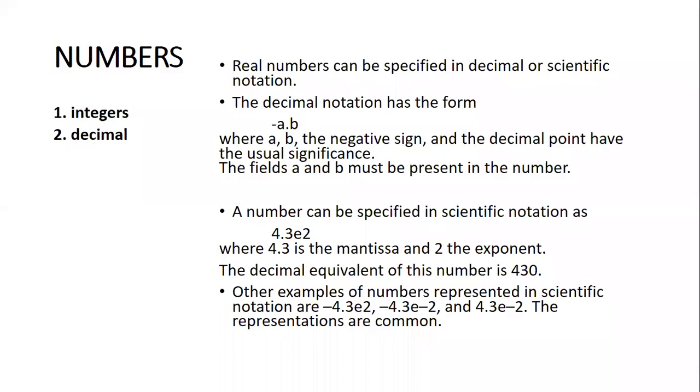Now what about scientific notation to represent numbers with decimal notation? I can represent a number in this format, 4.3 E2. Sorry, 4.3 is the mantissa and this is the exponent. With mantissa 4.3 and exponent 2, it means 4.3 times 10 to the power of 2. What is 4.3 times 10 to the power of 2? It is equal to 430. So this way also we can write the numbers.